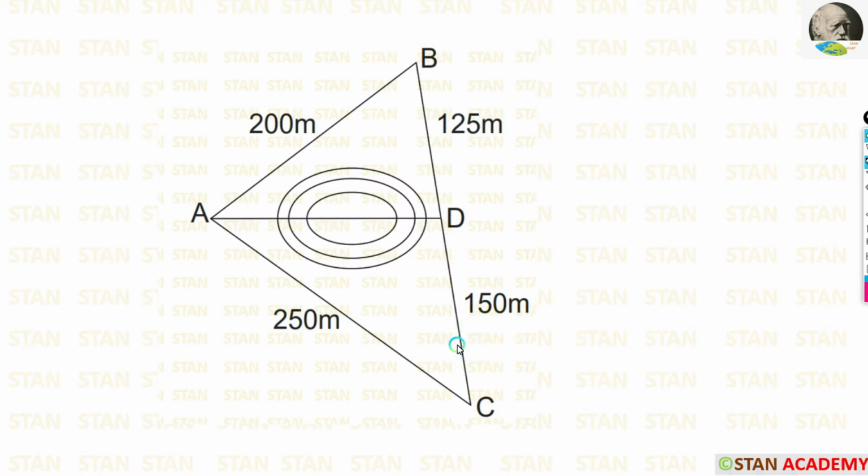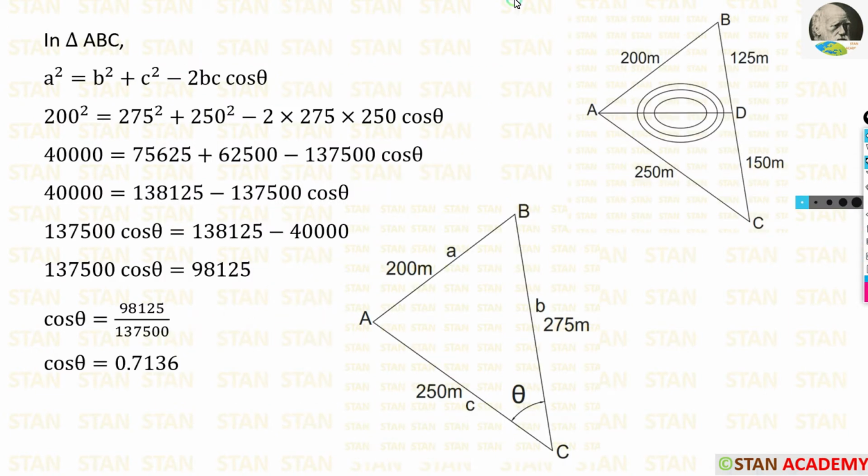In this question, let us calculate the angle at C, theta. If we get the angle theta, we can easily calculate the distance of AD. In this diagram, I am going to take the triangle ABC. BD is 125 meter, DC is 150 meter. 125 plus 150, we will get 275 meter. That is the length of BC.